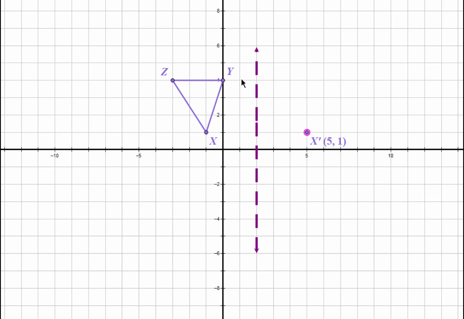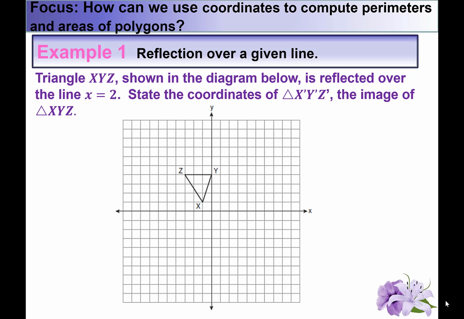We can do the same thing for Y. When I reflect this over, this point is 2 units to the left of the line, so I'm going to move it to 2 units to the right. I'm going to do the same thing for Z. Z is 1, 2, 3, 4, 5 units to the left, so we're going to move it 1, 2, 3, 4, 5 units to the right. And there we can see is the reflection of triangle XYZ.